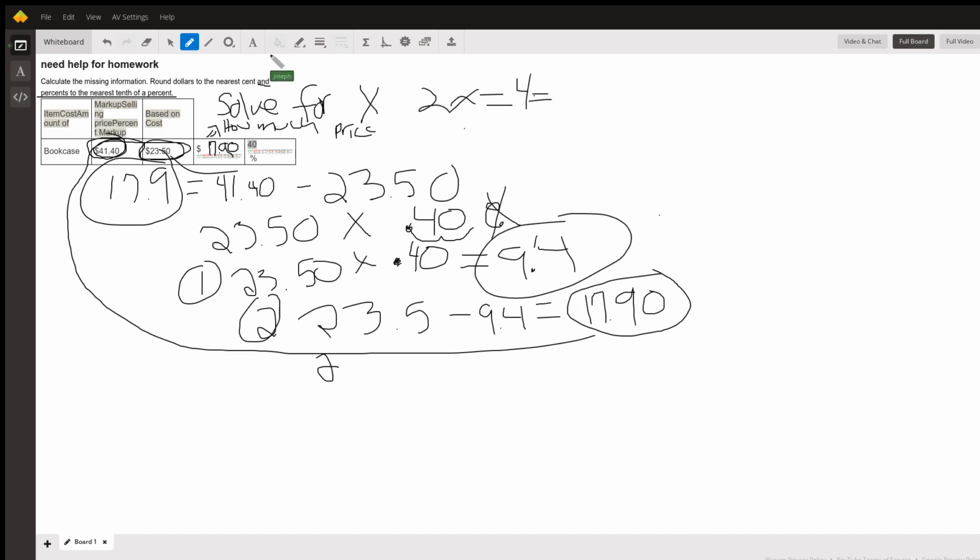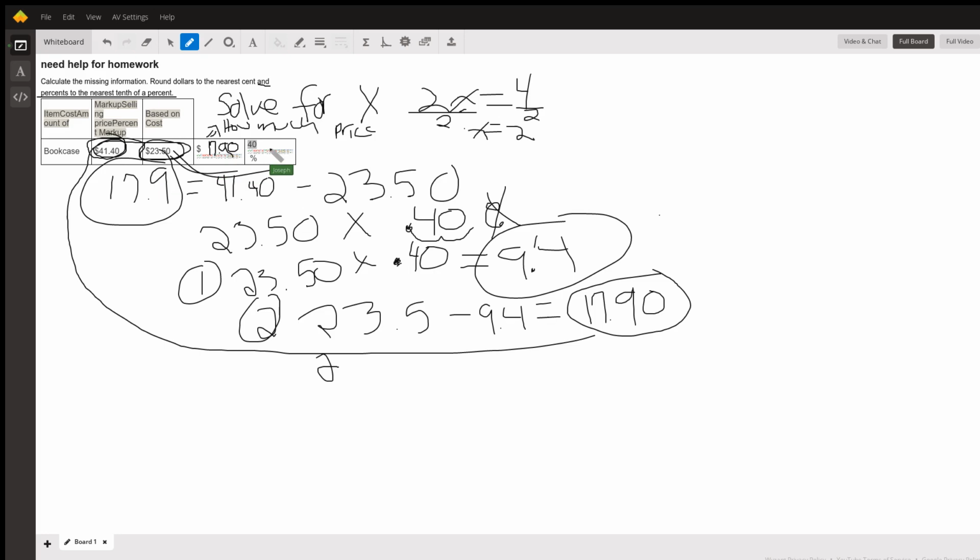Solve for x, right? Solve for x. X equals 2, because you divide both sides by 2. X equals 2. But in this case, we have 3 things given to us and 1 variable. It's asking us to calculate the missing information, which is this box.